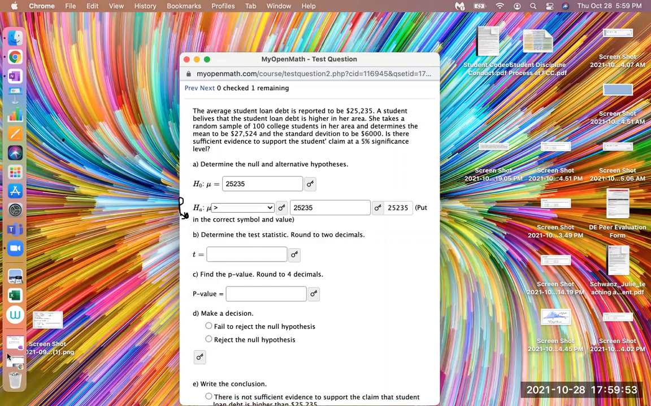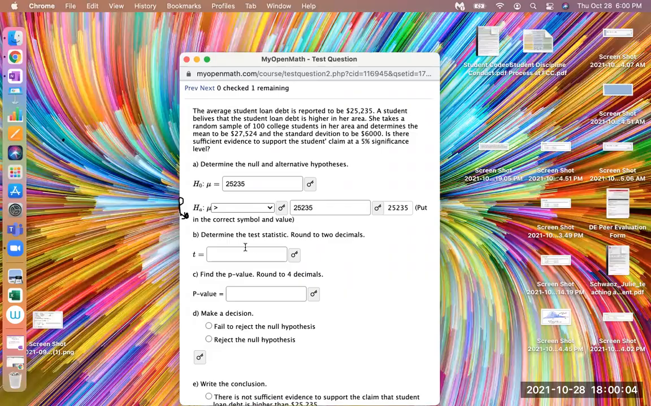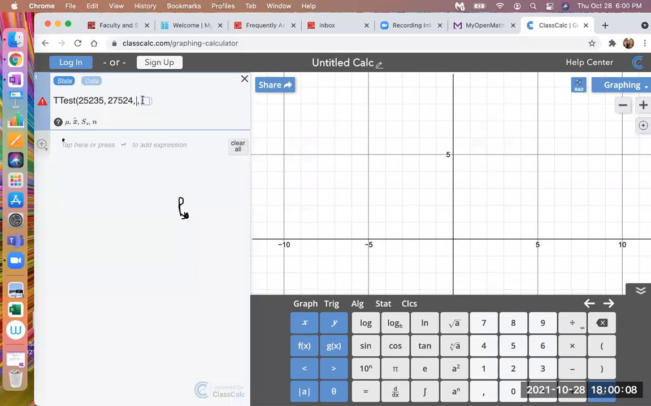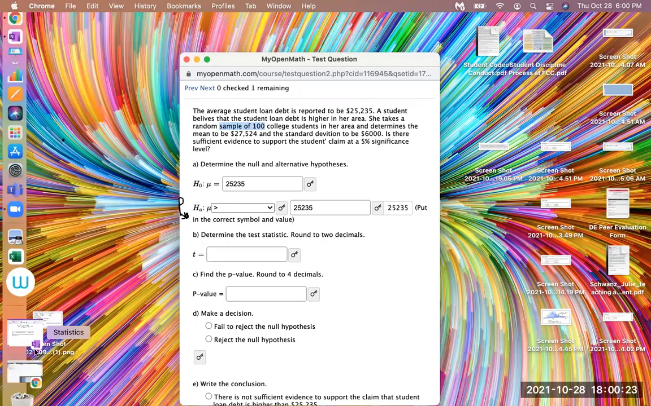All right, and then my computer is still asking for this s sub x, which is the sample standard deviation. So what should I put in for that? The 6,000. Yep, the 6,000. Okay, last but not least, it's asking for an n, which they say is a sample size. So what should I put? That was the 100. The 100. Yep, they tell us a sample of 100.